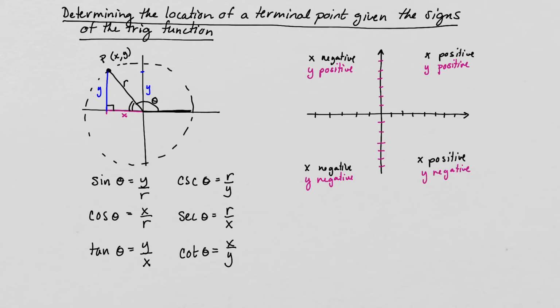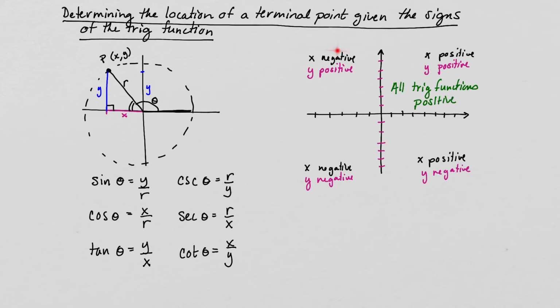Okay, so if we're going to look at the trig functions. If we look here at the first quadrant, both x and y are positive, and r is this radius, and we're always going to take the radius to be a positive number. So if x and y are positive, that means all six of these are positive. So all trig functions are positive in this quadrant.